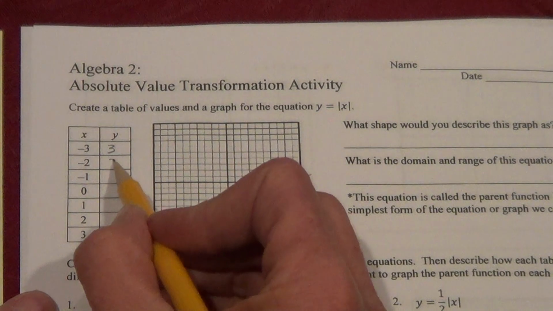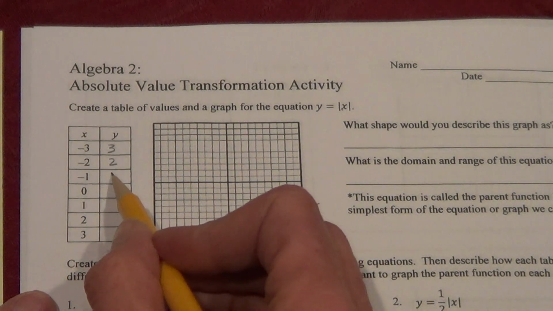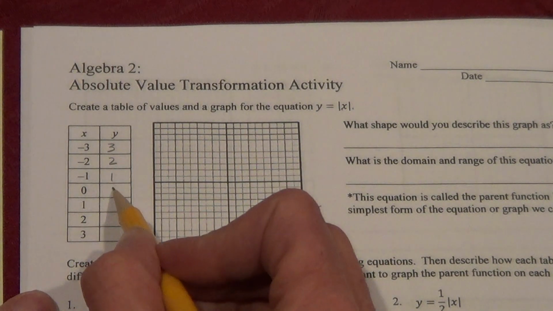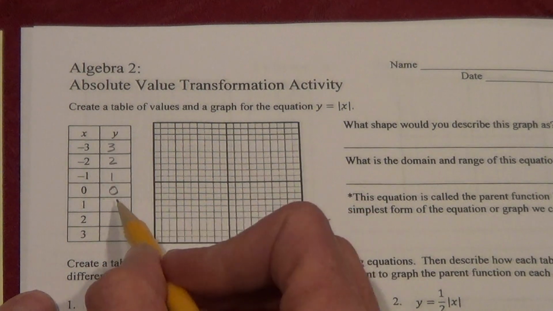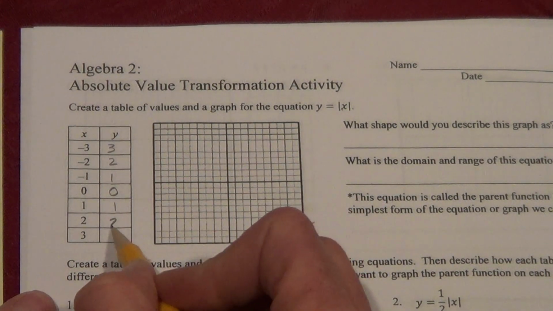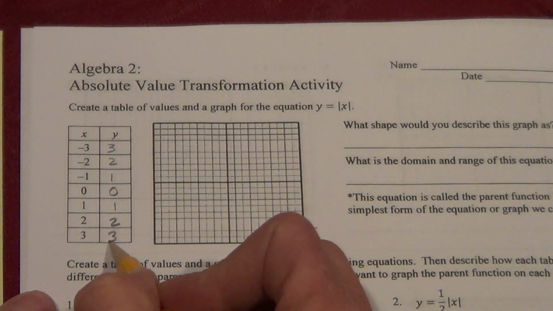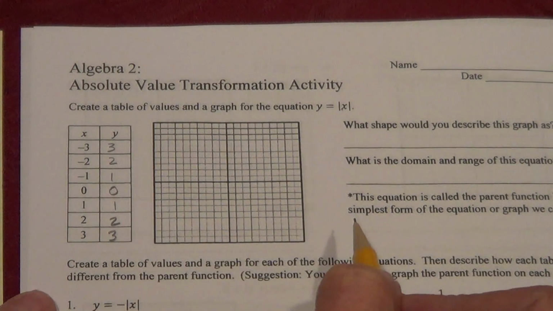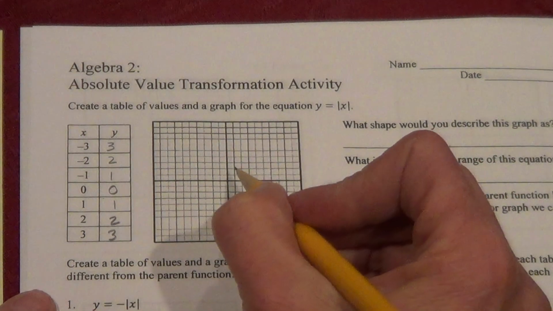-2 is 2 units from 0. -1 is 1 unit from 0. 0 is 0 units from 0. 1 is 1 unit. 2 is 2 units. And 3 is 3 units. Please pause the video. Go ahead and graph this on your graph.